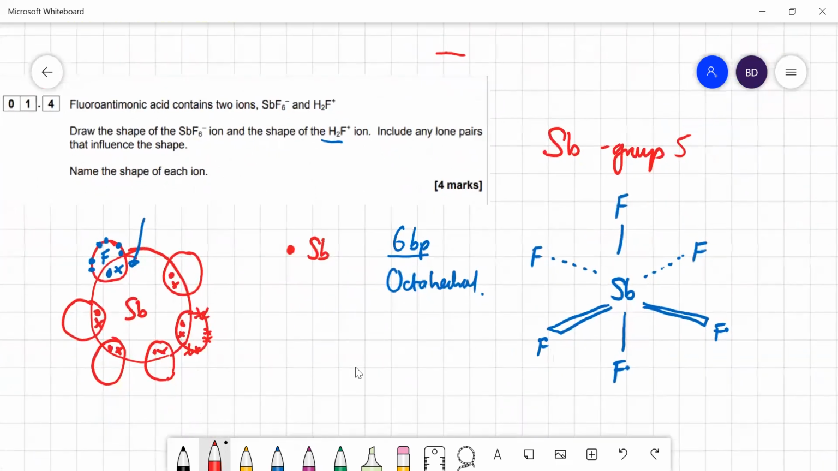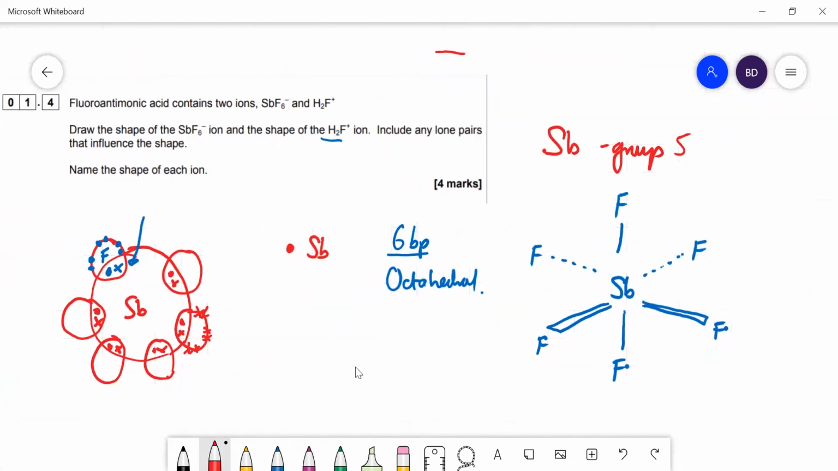Okay, and then the shape of each ion. V-shaped is this one here. It doesn't actually ask you for the bond angles, but we've given them anyway. And it's important to show those 2 lone pairs on this one, on the H2F+.